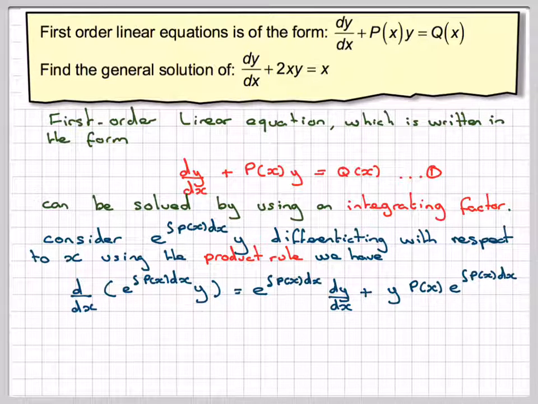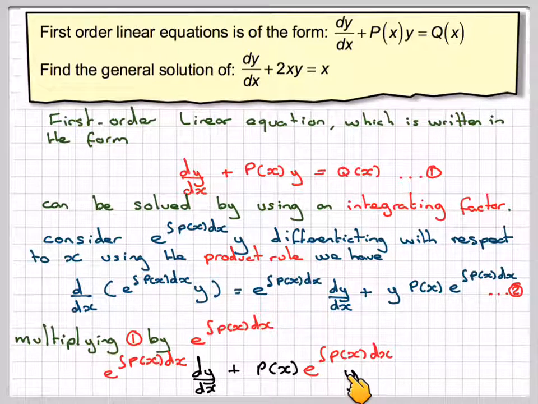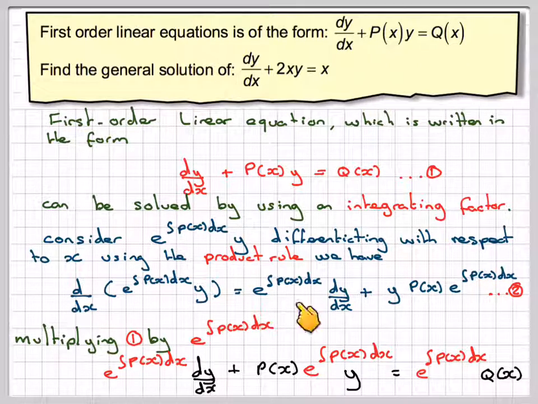Right, we'll call that equation 1 and call this equation 2. We'll multiply equation 1 by the integrating factor e to the integral of P(x) dx. So you're going to get e to the integral of P(x) dx times dy/dx, plus P(x) e to the integral of P(x) dx times y, is equal to e to the integral of P(x) dx times Q(x). Now you might have noticed what you've got here is actually the product rule result.